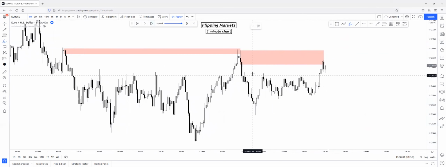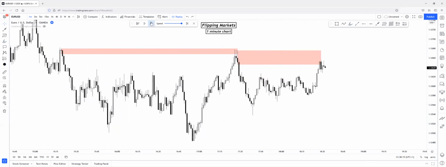As you can see, price swept all of that liquidity, swept all of the stop losses, tapped into this zone, and after it has a great chance to reverse.